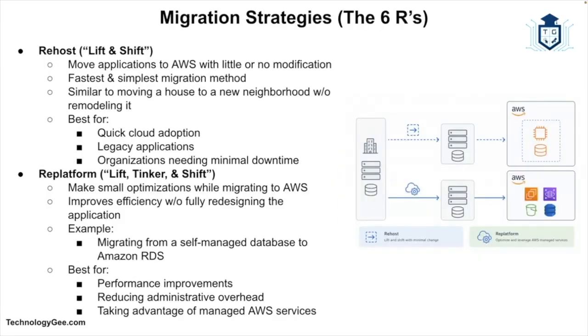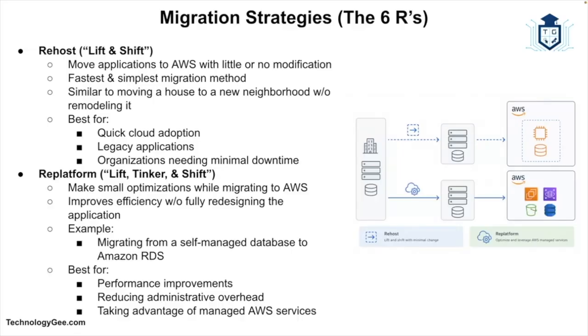All right, so AWS migration strategies are often referred to as the 6 R's. So let me go ahead and explain them. The first R stands for rehost, and this is the simplest approach. Basically, you take your application and move it to AWS without making major changes. So think of it like picking up your house and dropping it in a new neighborhood. And this is best for quick migrations and legacy applications.